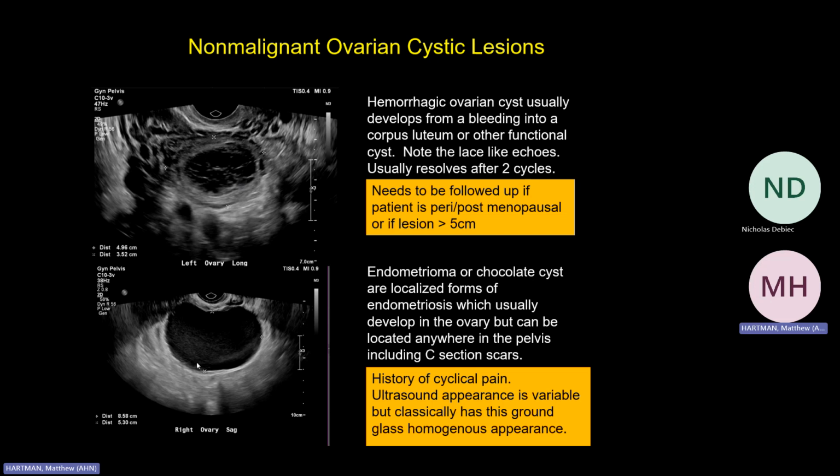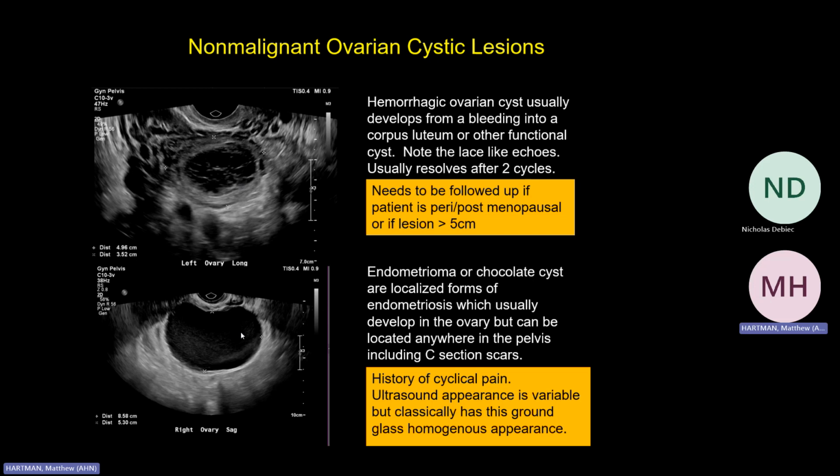Now, how about this one? Now, this one is not a simple cyst. I don't know how well this is projecting, but there are low-level echoes in this. Now, if I didn't tell you any, if I told you this is a guy, you'd say this looks like a testicle. And that's the best description I've found for describing these lesions. This is an endometrioma with some low-level echoes. It's not a simple cyst. It doesn't have these lace-like echoes. This is an endometrioma. Sometimes it's hard to distinguish these two.